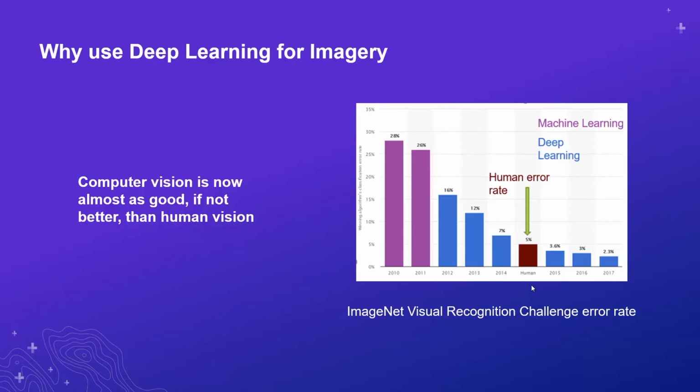The chart on the right shows the results from a competition, the ImageNet Visual Recognition Challenge, where a computer was shown an image and it had to come up with a prediction of what's in that image. And till 2012, it was machine learning algorithms that were winning that competition. And the error rate used to be above 25%. So one in every four times the machine got it wrong.